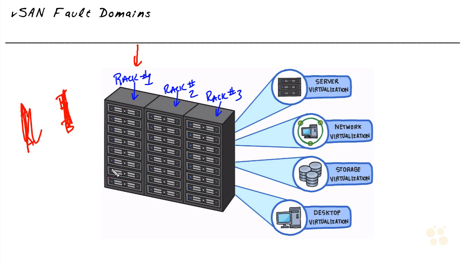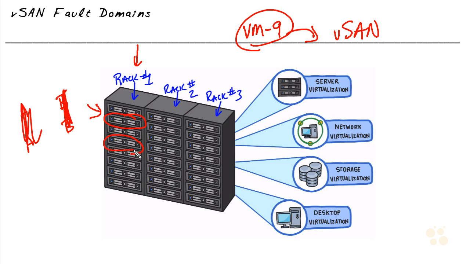However, if those solutions fail, we could actually lose a whole rack, or a whole chassis as the case may be, of ESXi hosts. And if we had a virtual machine, let's say we have VM-9, and VM9's files were being stored on a virtual storage area network, if it so happened that it was this ESXi host and this ESXi host and this ESXi host that were providing the storage as part of vSAN for VM9, and this whole rack goes out, VM9 is out of luck. So a solution that can help protect against an entire rack failure is called vSAN fault domains. And here's how it works.